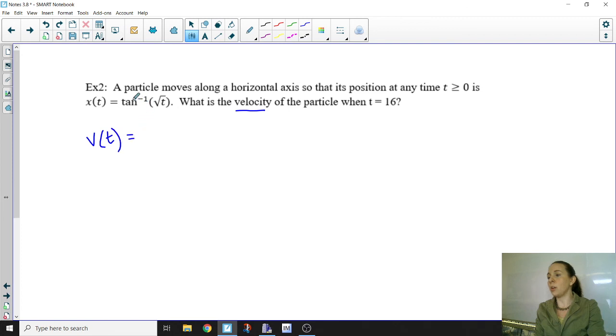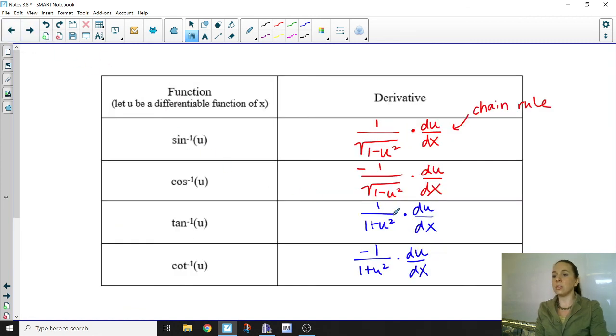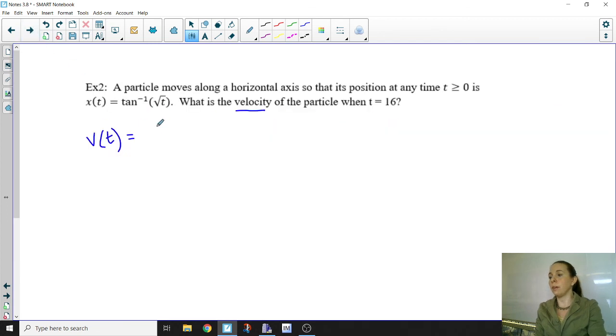And to do that, we need to use the derivative formula for the inverse tangent of u. This is the u, the square root of t. Okay, we can do that. Here it is. It's 1 over 1 plus u squared. 1 over 1 plus this squared times the derivative of this, which is 1/2 t to the negative 1/2.